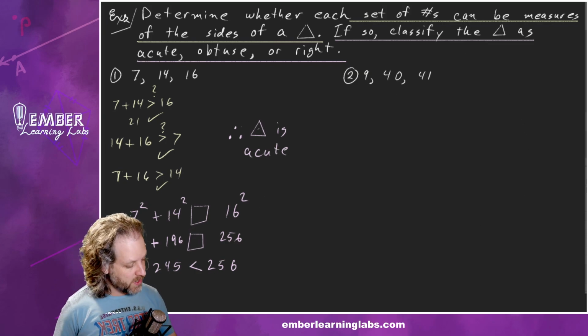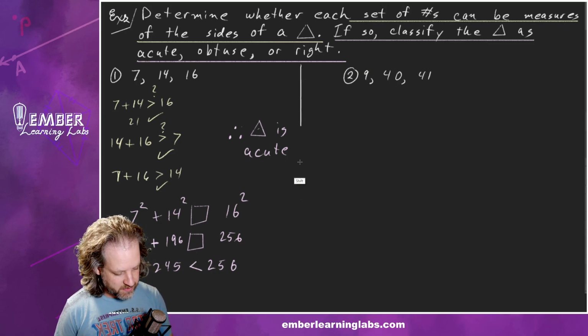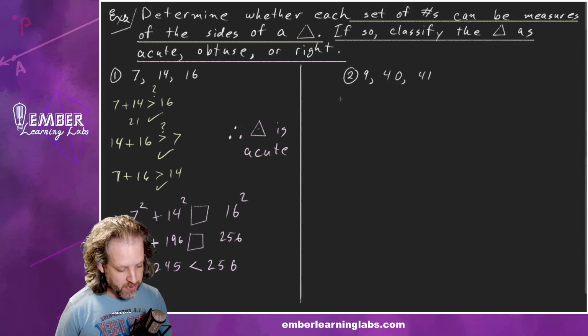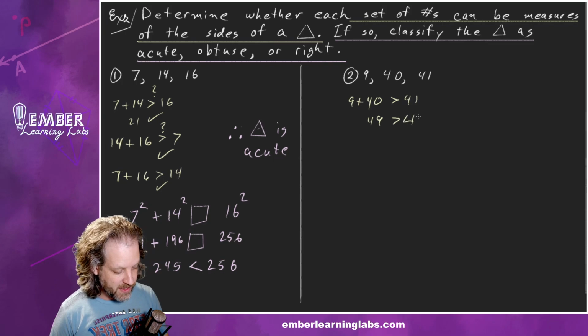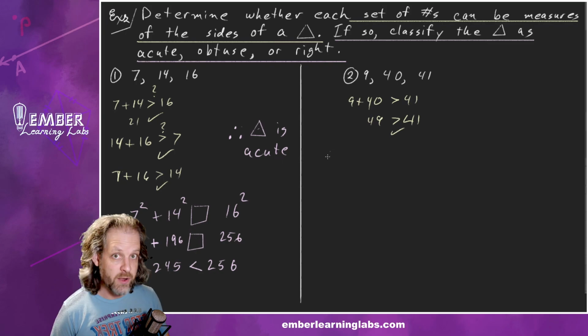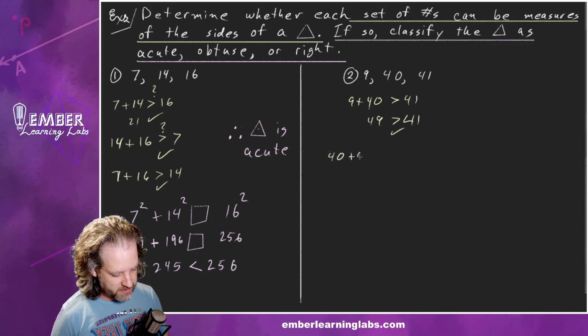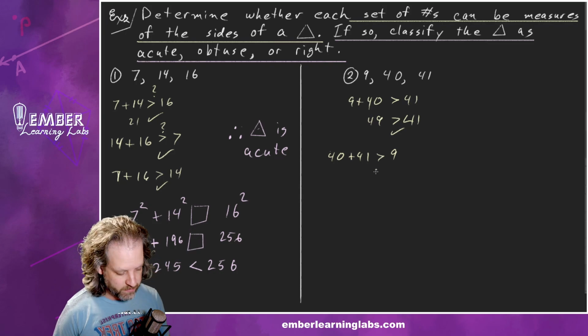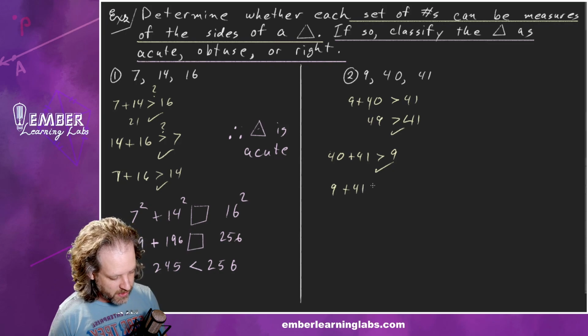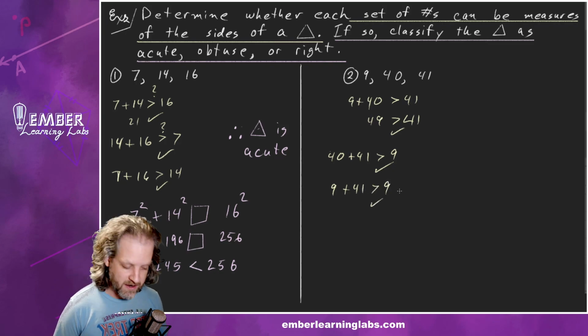All right, what about these? So, can they be triangles? That's what we're going to start with. Can it be a triangle? So, 9 plus 40, is that greater than 41? Well, 49 is greater than 41. So, yes, that works. What about 40 plus 41? That's easy peasy. 40 plus 41, is that greater than 9? Yes. Right? 40 and 41 are both greater. Same idea with this last one, 9 plus 41. Is that greater than 40? Yes. Therefore, it can be a triangle.